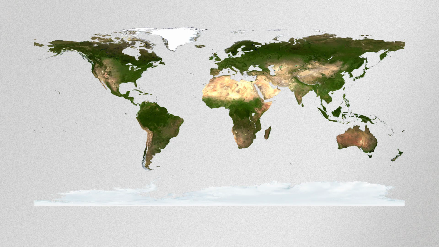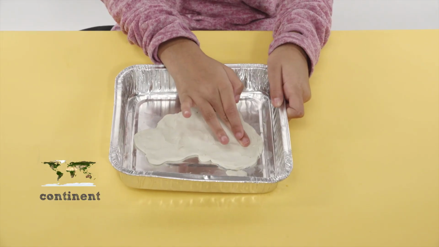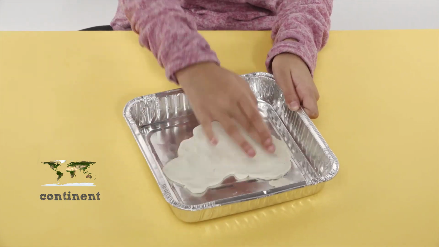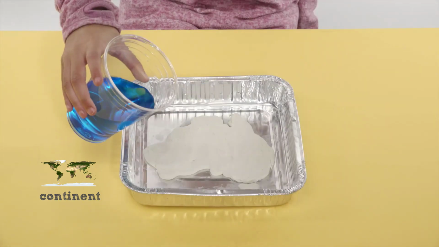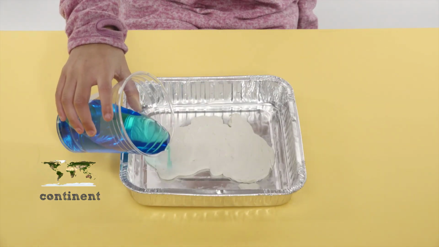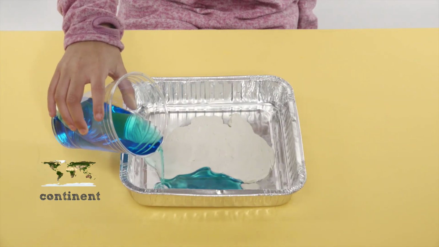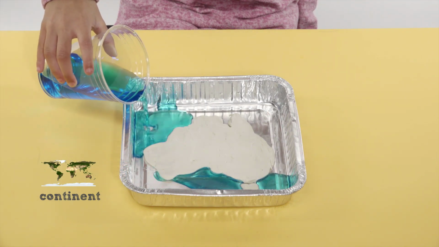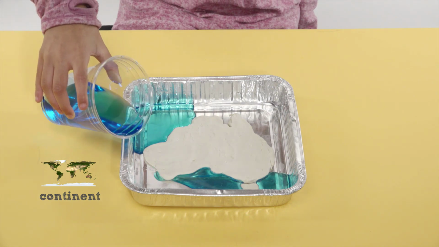Use the image of the continent as a guide to build a model of a continent with clay. Add water to model the location of water around the continent. In this video, we added some blue food coloring to the water to make it more visible.